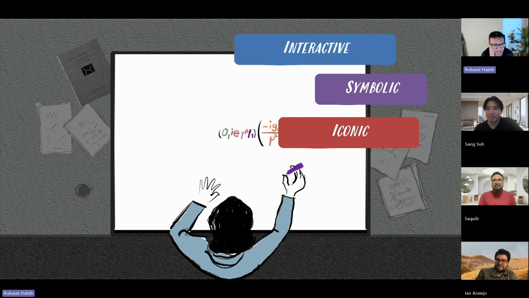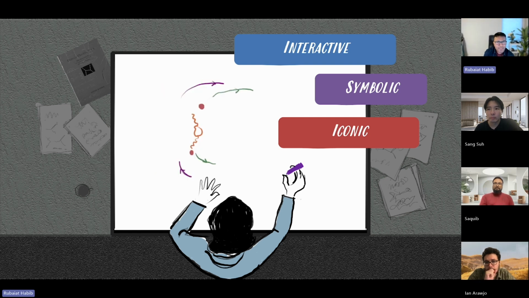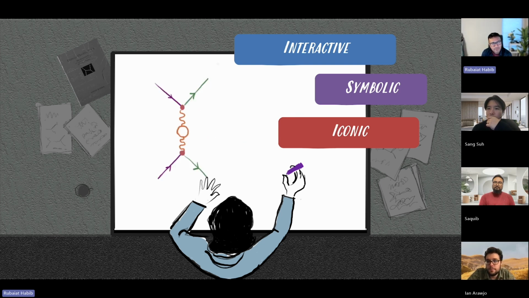Thank you, Sakib. Looks like at the end of this section, we have a Feynman diagram, which is simultaneously interactive, symbolic, and iconic. So I think the question I have in mind is, what's next? Will the broader community adopt this new tool? If yes, how?